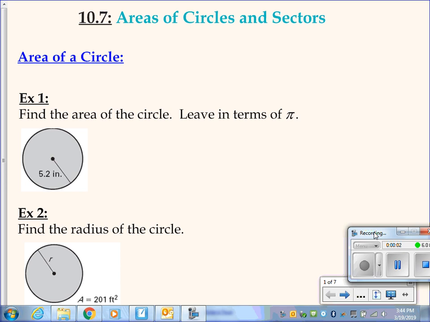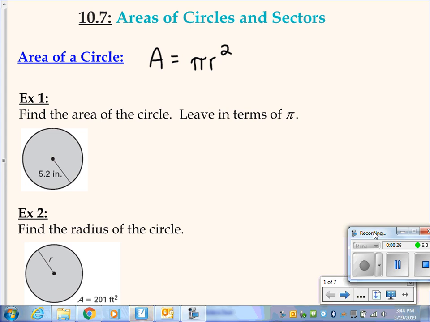Hey guys, so today we're going to talk about 10.7, which is areas of circles and sectors. The notes are going to be very similar to yesterday's notes, which was circumference and arc length. So let's just talk about how do you find the area of a circle. There's only one formula. Area equals pi times radius squared. So let's use that and just go through some examples.